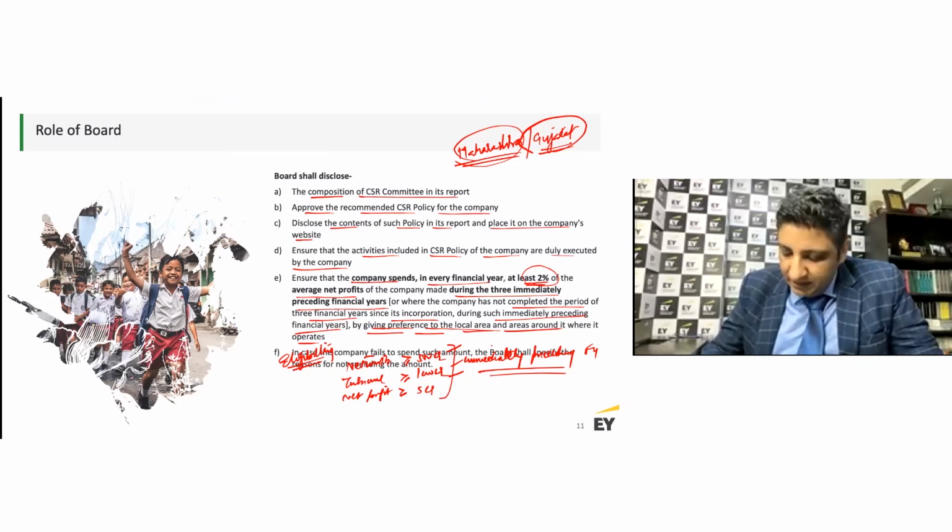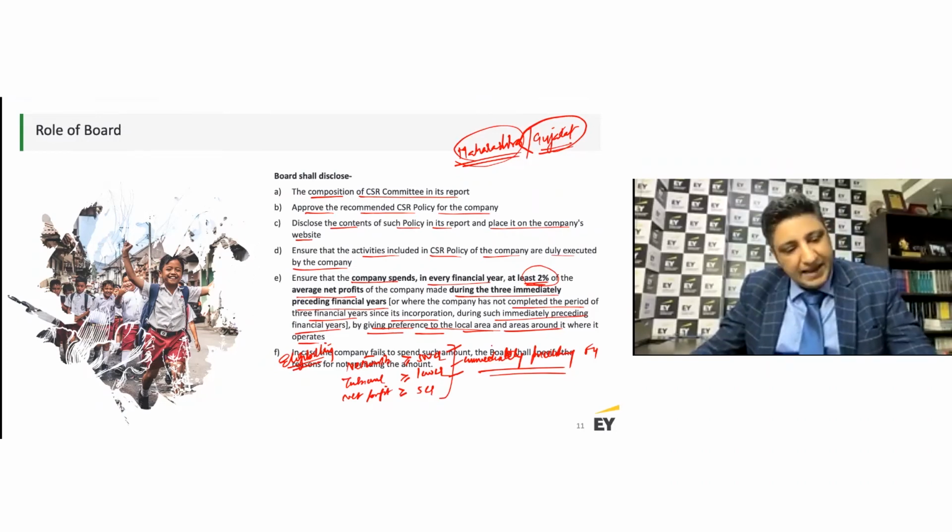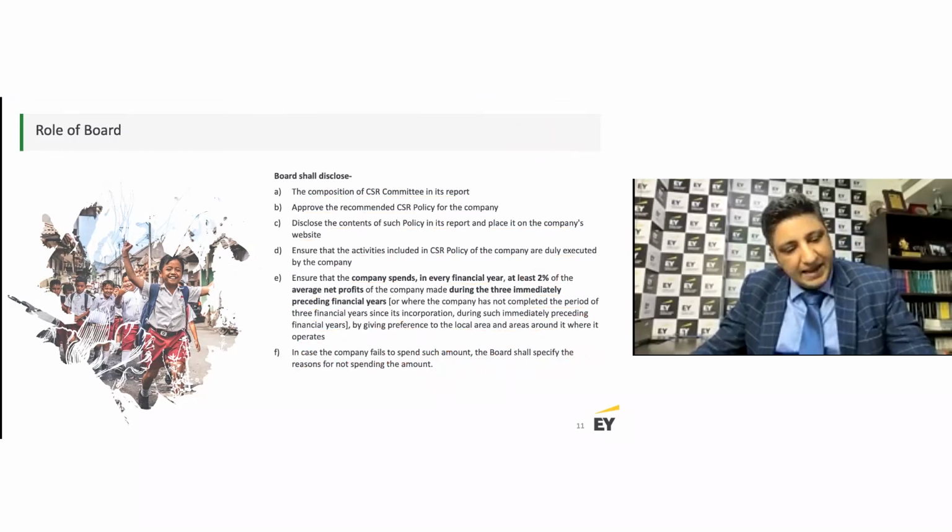Finally, in case a company fails to spend such amount, the board shall specify the reasons for not spending that money. So that's where you need to clarify. It can happen sometimes that while you planned, it didn't really work out. A very classic case is COVID impact. Maybe the companies had plans to spend some money during the last quarter of the year, but lockdowns just happened throughout the country. So you can't really do those activities now. It was all in the plan. You have to disclose those reasons, of course, for not spending that money.